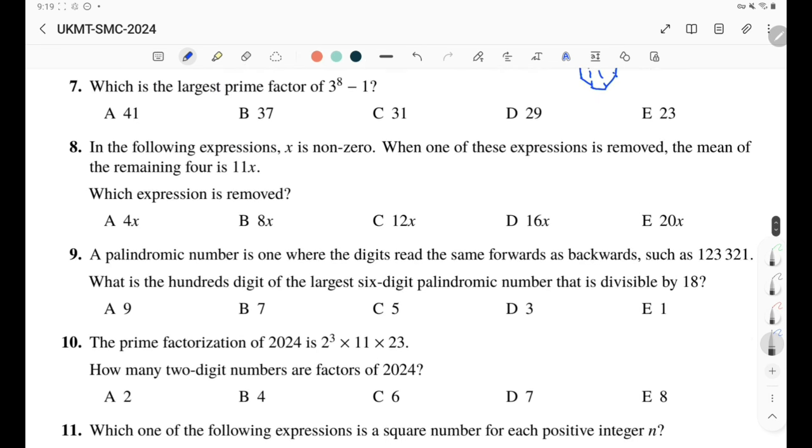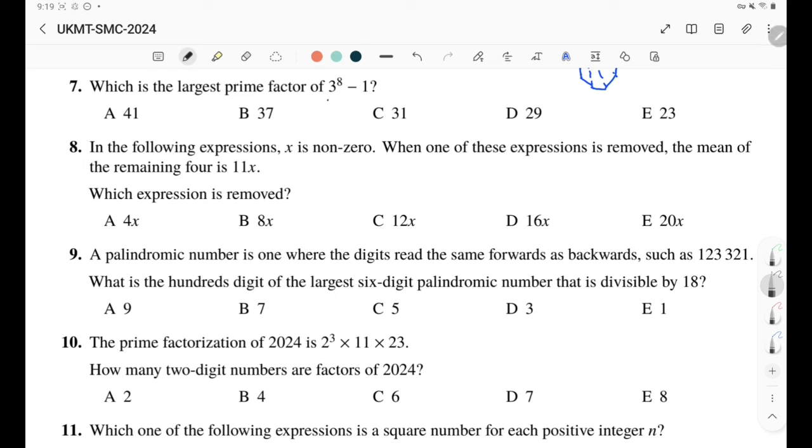All right, let's move on. We need to take the number 3 to the 8 minus 1 and find the largest prime factor. This question is just some factorization, which is really important. You really need to always learn how to factorize before you go to any regional math Olympiad, because there are always going to be some problems about it.